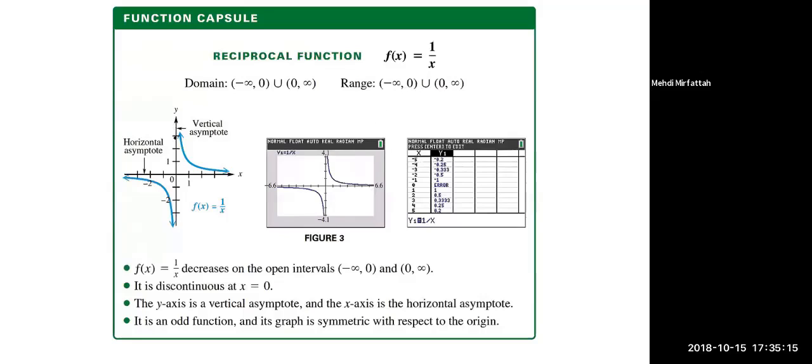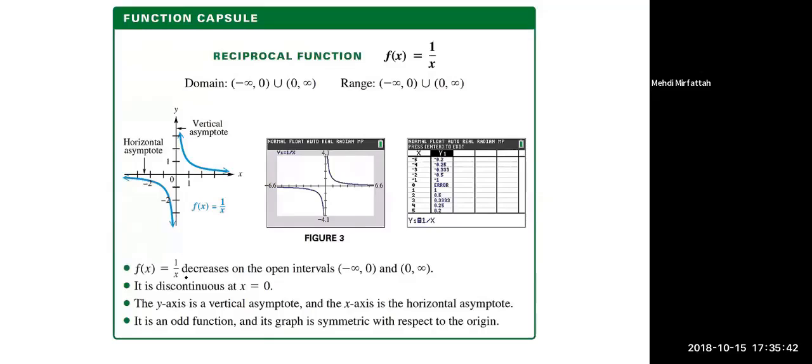We have these lines here that we call asymptotes. This is a vertical asymptote, and there's a horizontal asymptote. The asymptotes are the lines that your graph gets closer and closer to. It's kind of like a magnet. It pulls the graph toward that line, but it never reaches that line. You get really, really close to it.